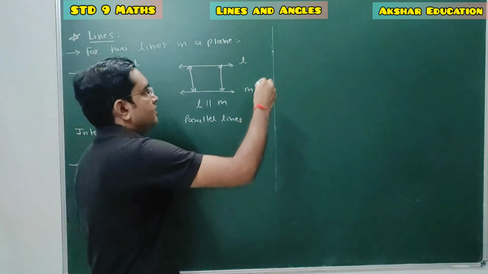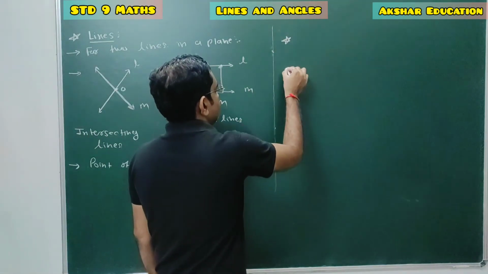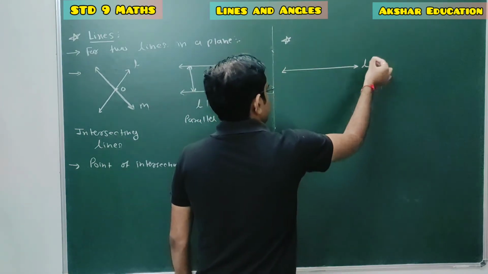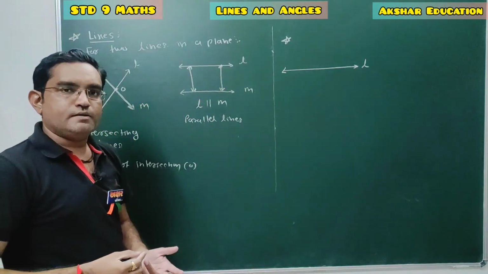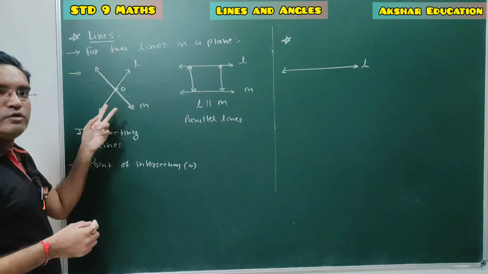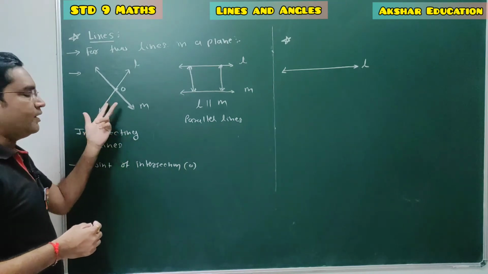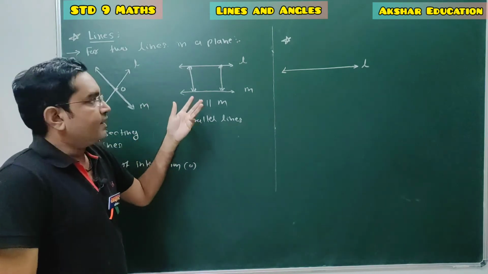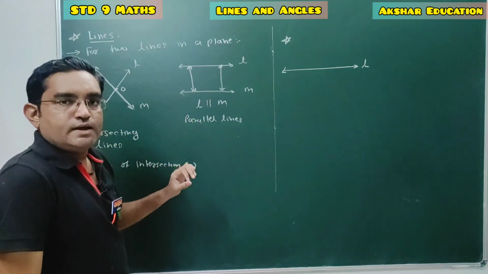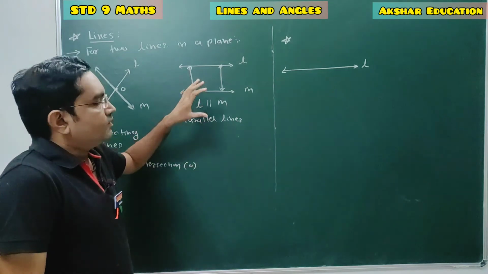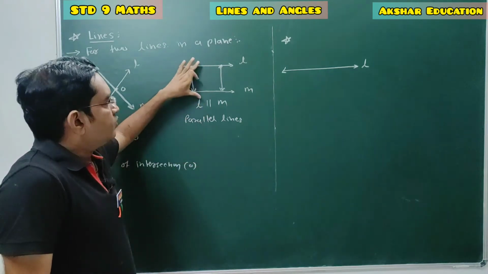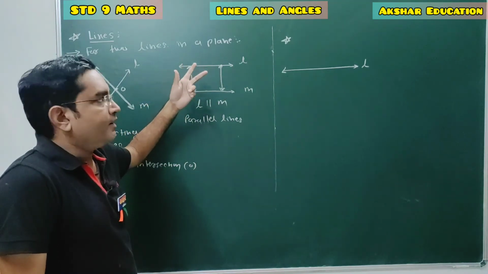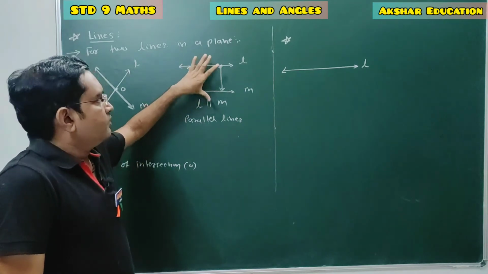And third case, for example, this is our line L. On any line there are infinite points. Here, out of the infinite points on a line, only one point is the common point between two lines. Here, two lines are never going to intersect each other. So we can say that there is no point which is common between these two lines. So the intersection of these two lines is the null set. No point is common between these two lines. So this is a parallel line.